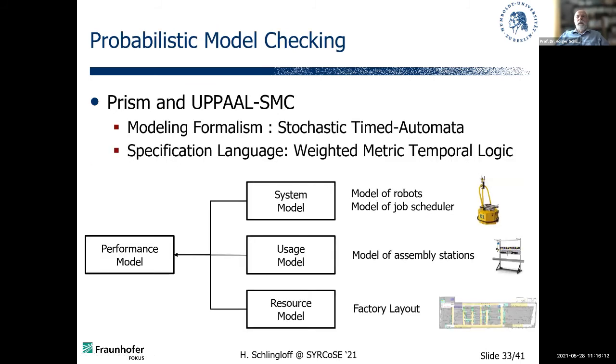Here, for this probabilistic model checking, we used PRISM, which is a standard model checker, but we also used an extension of UPPAAL, UPPAAL SMC, for stochastic timed automata. The model itself consists of three submodels: the model of the system, meaning the robots and the job scheduling, then the model of the assembly stations, and then the resource model. By separating these models, it is a little bit more scalable than the temporal logic approach.